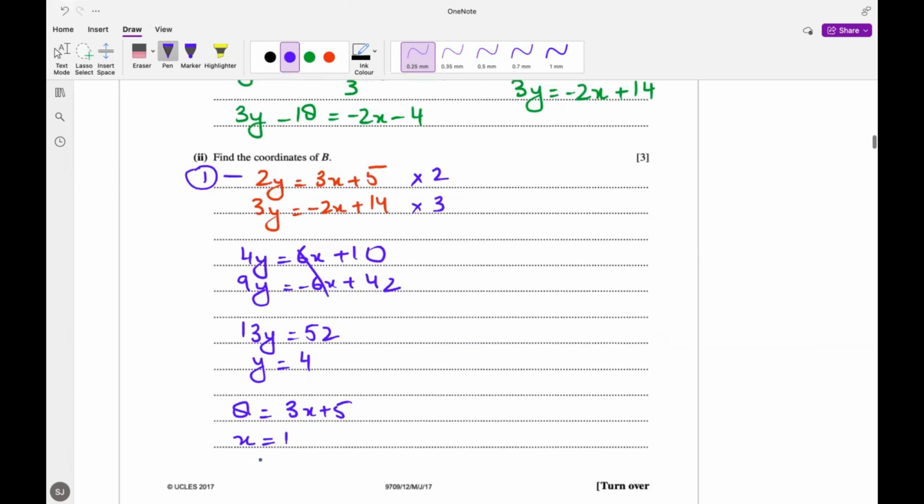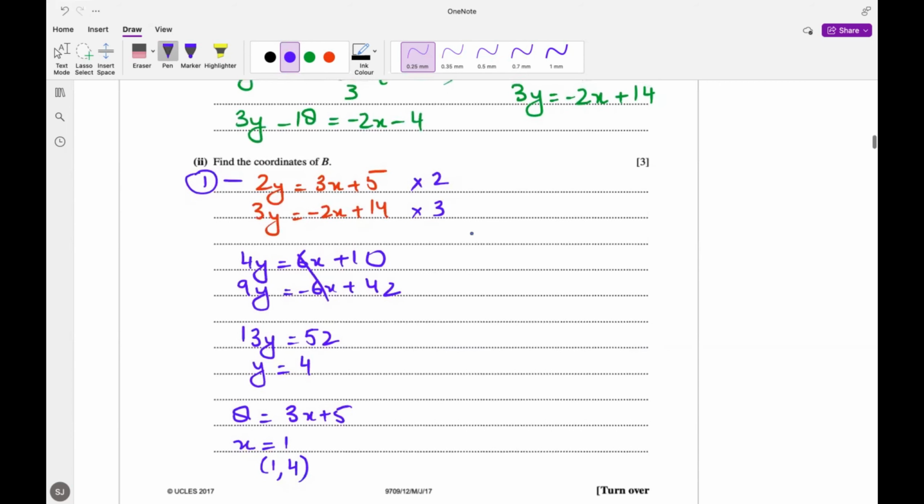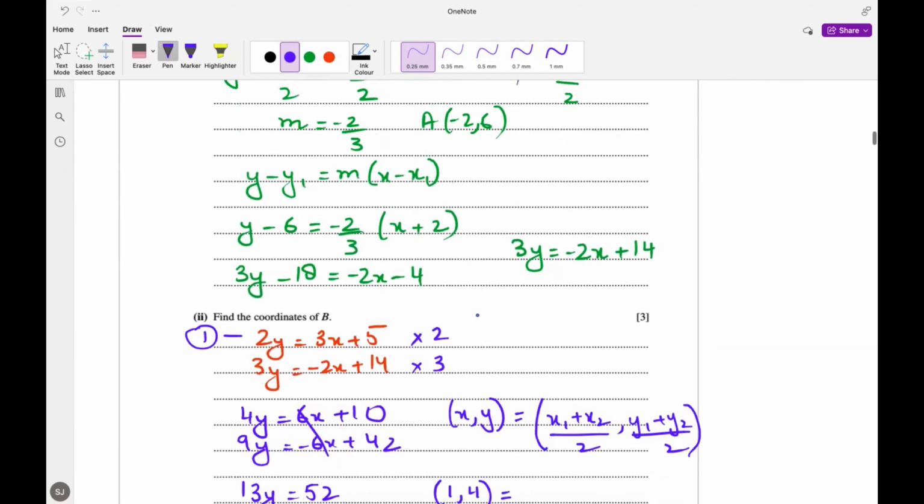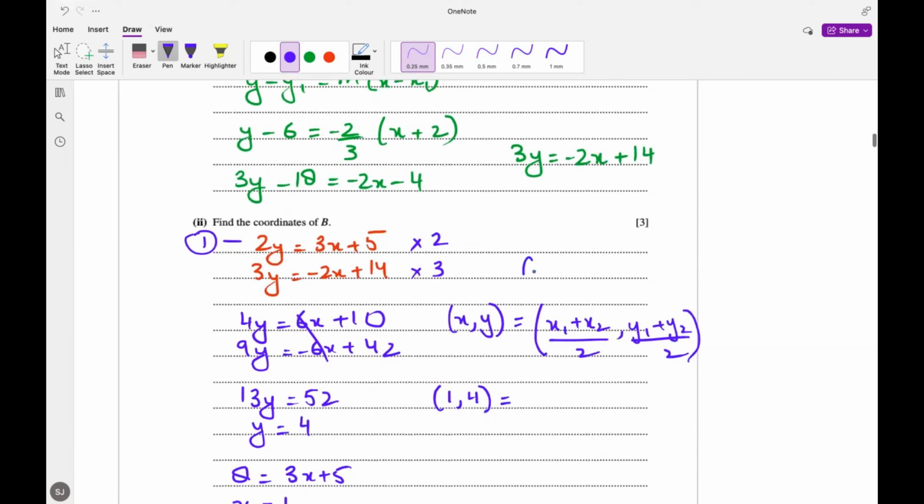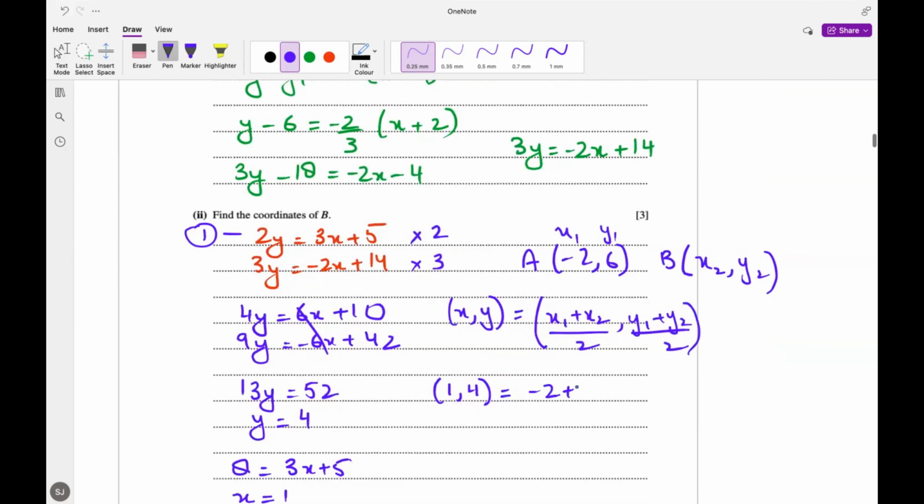Now this 1 comma 4 is basically the midpoint of A and B. Now the midpoint formula is x1 plus x2 upon 2 comma y1 plus y2 upon 2. So we have the midpoint, which is 1 and 4. The A coordinate we already know is minus 2 and 6. So let's say A, minus 2 and 6, we can label as x1 and y1, and the coordinates of B we can take as x2 and y2. So we'll write it as minus 2 plus x2 upon 2, comma 6 plus y2 upon 2.